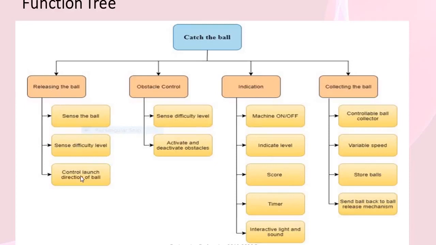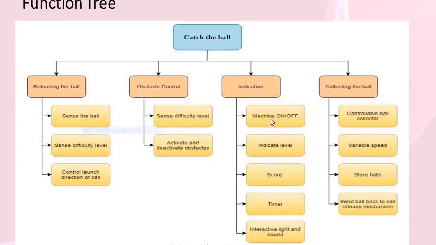And the function tree consists of four subunits. In releasing the ball, the direction of the ball will be controlled, and also the speed at which the ball gets released can be controlled. In the obstacle control unit, initially the obstacles will be stationary, and as the difficulty level increases, some start to rotate and some others start to pop up. As an indication, when the ball passes through the basket, the score gets incremented. And it will also have an interactive light and sound system.